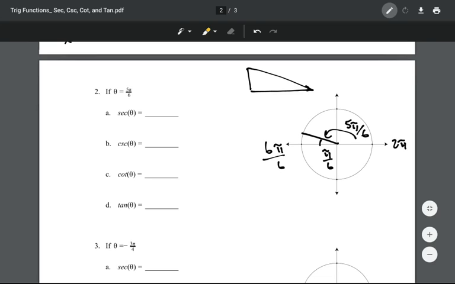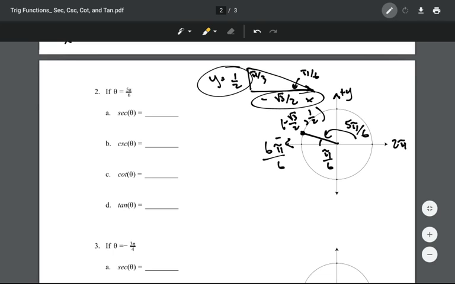Pi over 6 is my smaller angle, so this is going to be an opposite side of 1/2. I have positive y's and negative x's, so this is my pi over 6. This is going to be pi over 3, so we're going to have a bigger opposite side, radical 3 over 2, which is going to be negative. So this gives me the point (negative radical 3 over 2, 1/2). X, y.